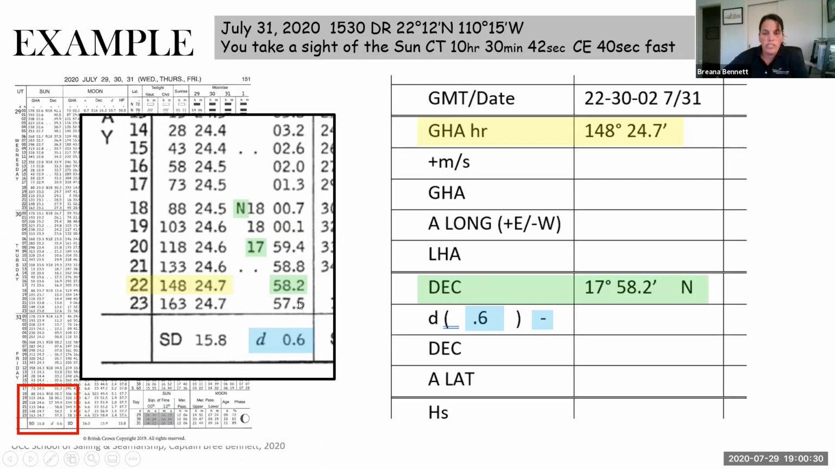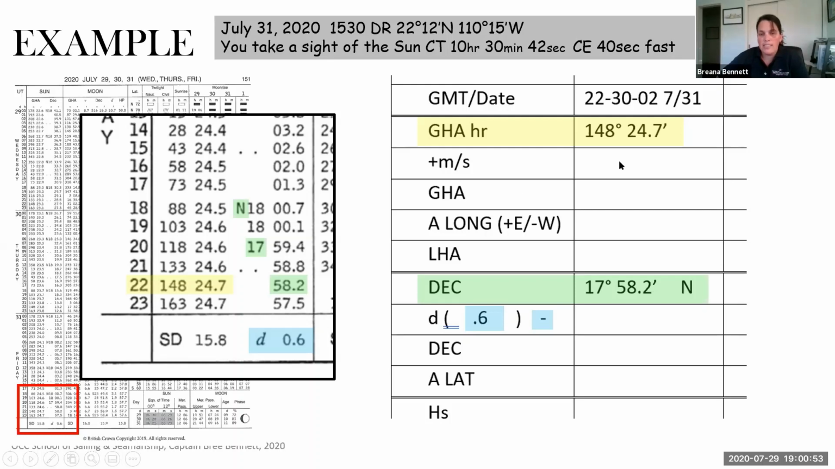Is it increasing or decreasing? Because I went from 58.2 to 57.5, so I'm going to be decreasing. So I put my little d there, it was 0.6, and I know it's going to be decreasing. So that's what I get from my daily page on the Nautical Almanac.